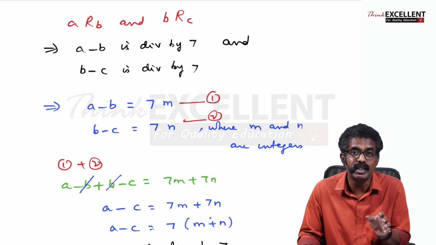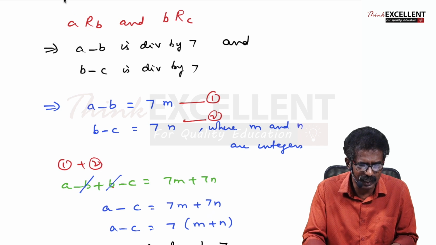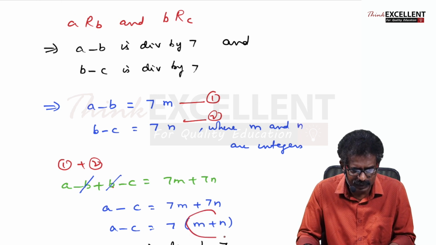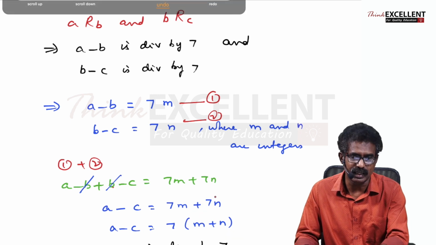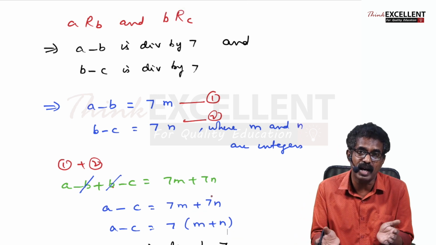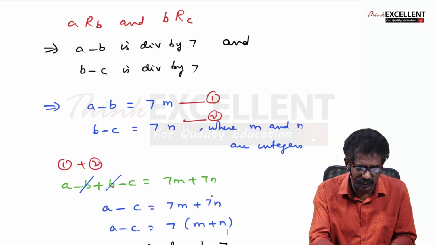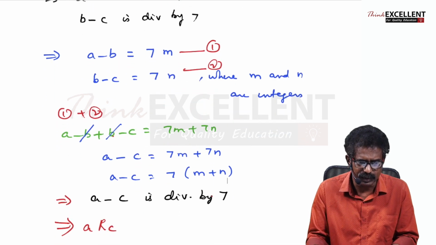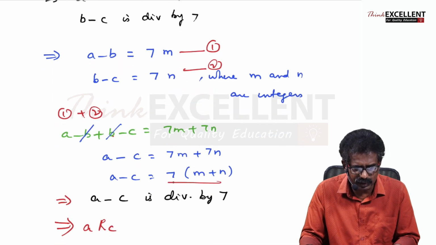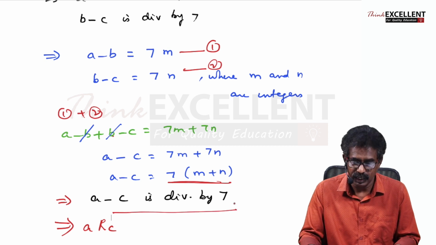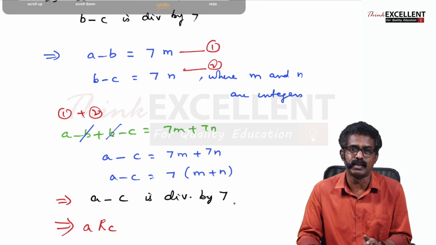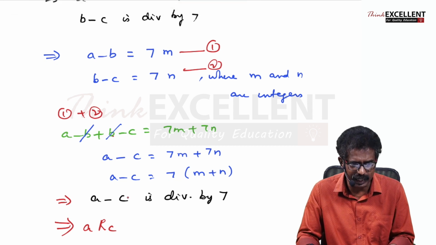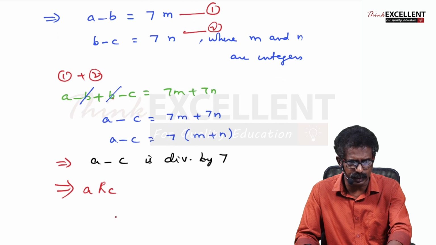7 into some integer. Is it an integer? This m plus n is an integer or not? It is an integer. Why? You know, m and n are two integers. If you add two integers, your answer is again an integer. So you are getting 7 into some integer, so you can say that is divisible by 7. Divisible by 7 means the difference is divisible by 7, so they are related. A minus C is divisible by 7, so A is related to C.